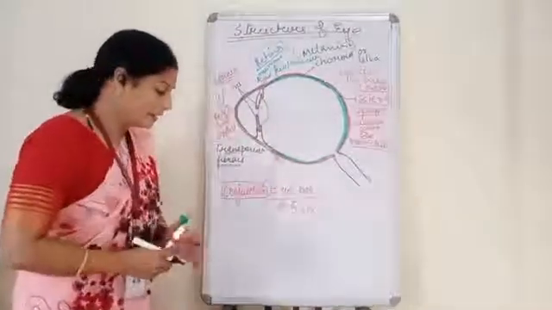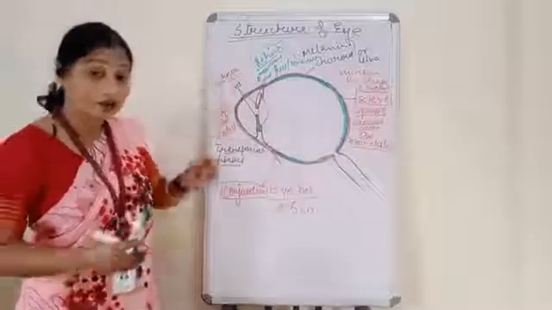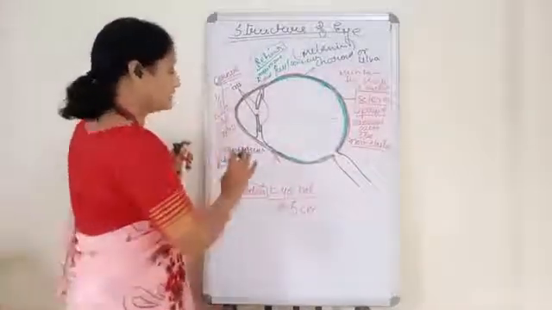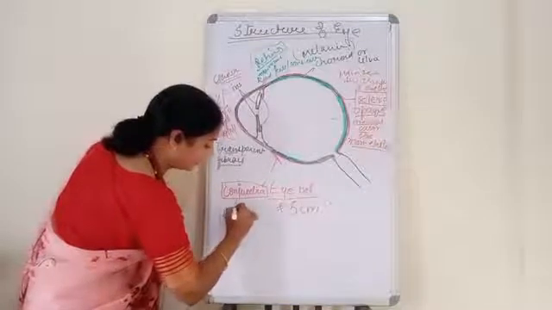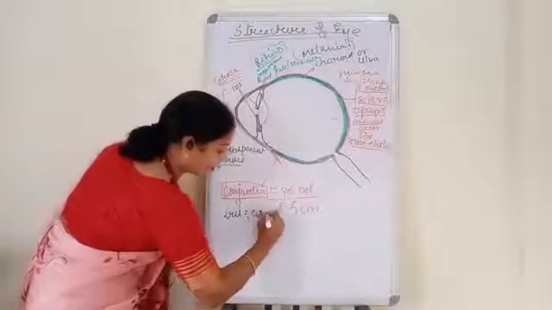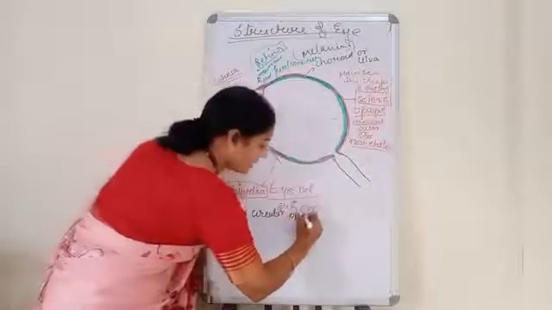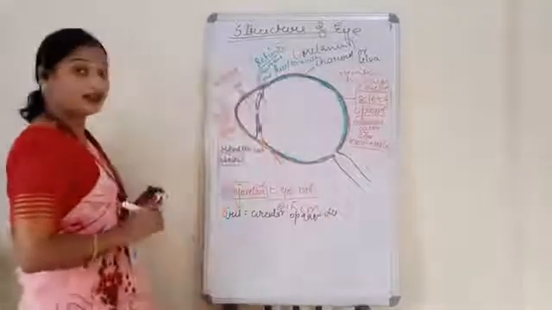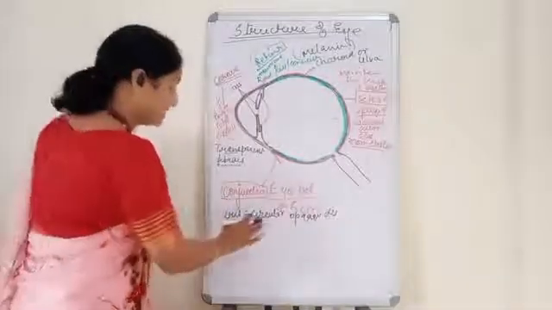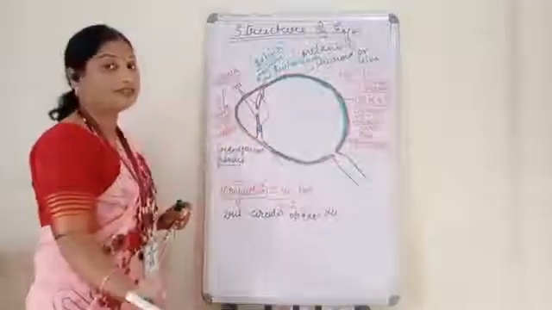Clear? Now, what is this iris? This iris is a circular, opaque, disc-like structure. Understood? It is circular and made up of some cells.